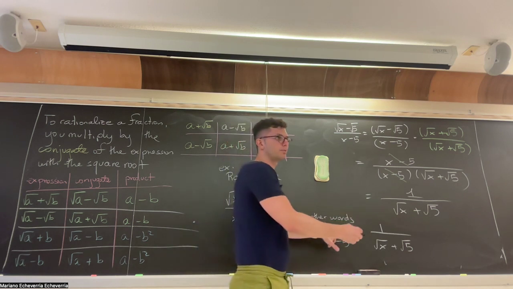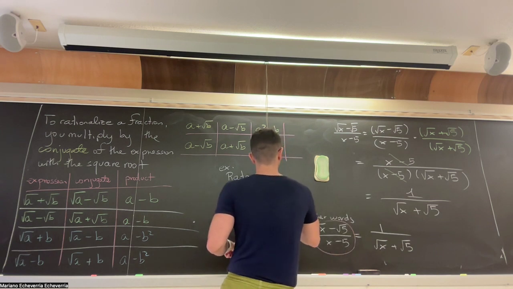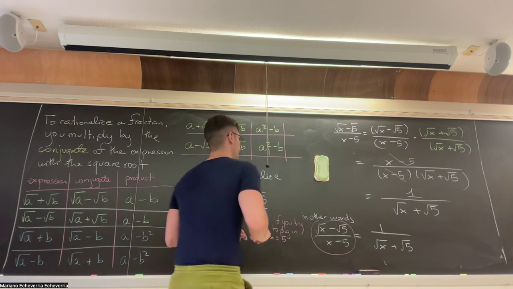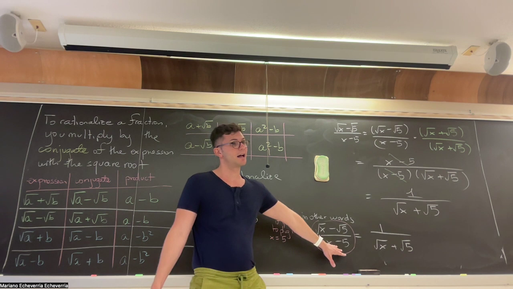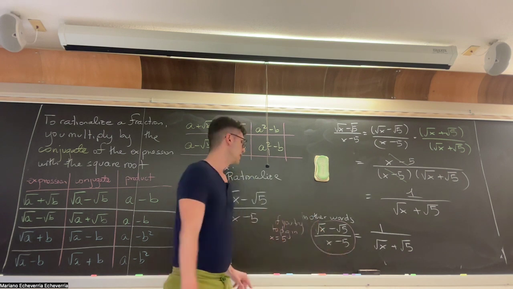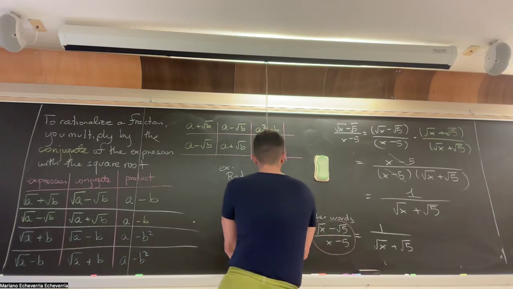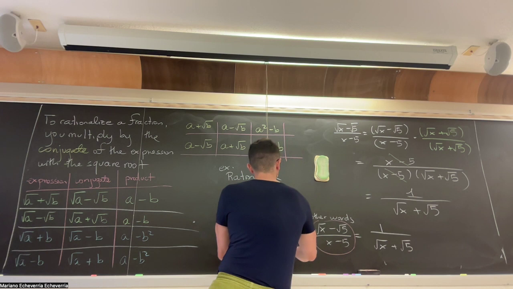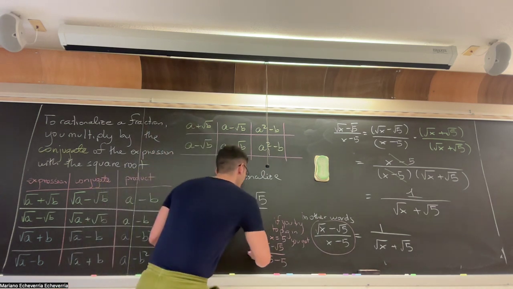So what happens if you try to plug in x equals 5 in this equation? Well, the issue is that the denominator would become 0, because you get 5 minus 5, which is 0. So you get root of 5 minus root of 5 over 5 minus 5, which is undefined. It gives you 0 over 0, right?